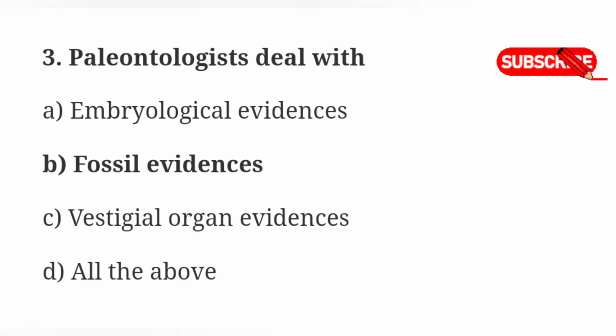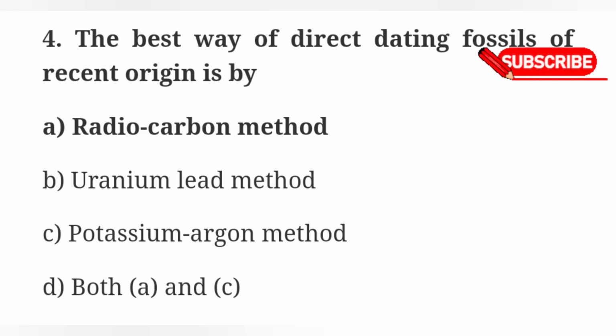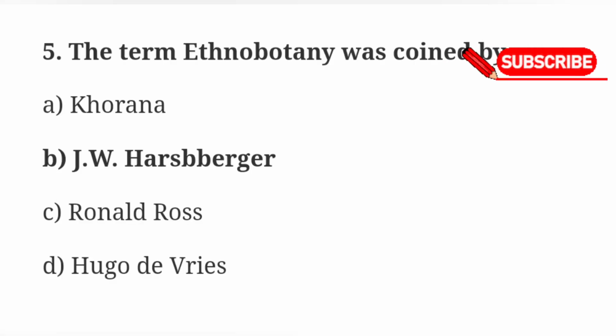Third one, paleontologists deal with. Option B answer, fossil evidences. Fourth one, the best way of direct dating fossils of recent origin is by dash. Option A, radiocarbon method. Fifth one, the term ethnobotany was coined by. Option B answer, J.W. Hazelberger.